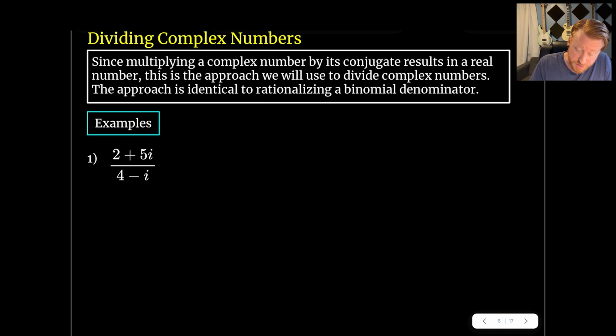So what we're going to do is focus on the denominator here, and we're going to use its conjugate. And we're going to multiply this complex number by some form of 1 that is built out of the complex conjugate of the denominator.